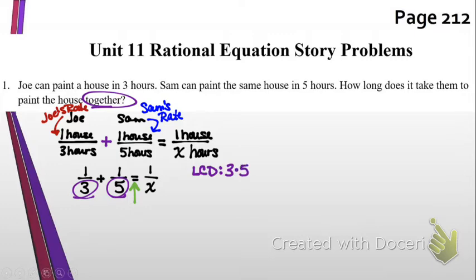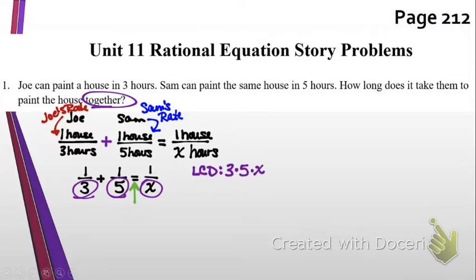Then I'm going to move on to my last denominator, which is what? X. Is that a multiple of 3? No. Is that a multiple of 5? No. Then it goes on my list. Well, maybe. Maybe once you figure it out.